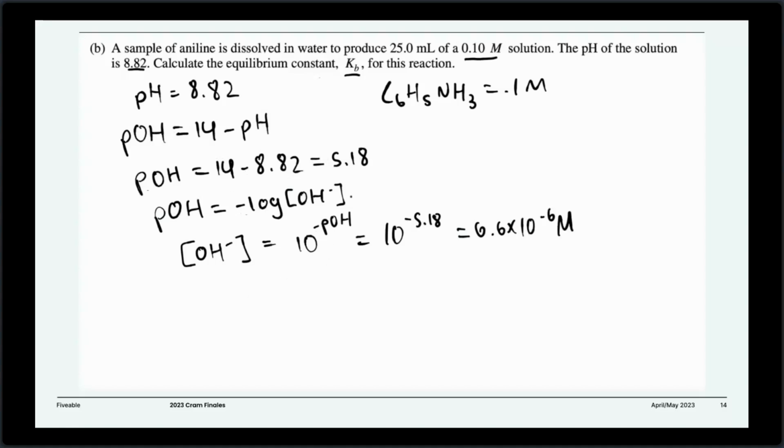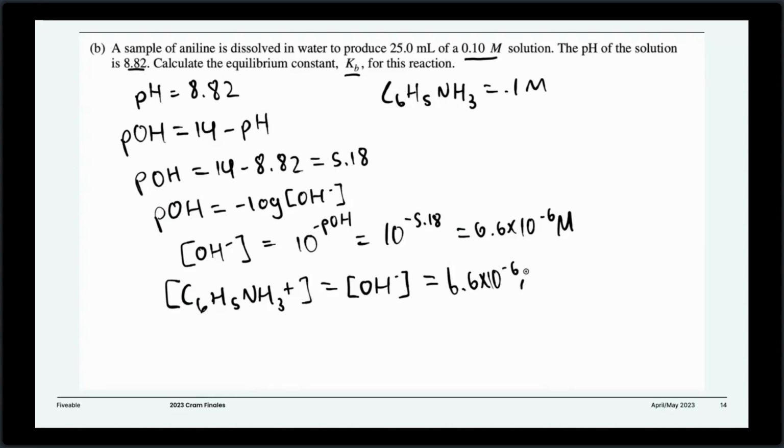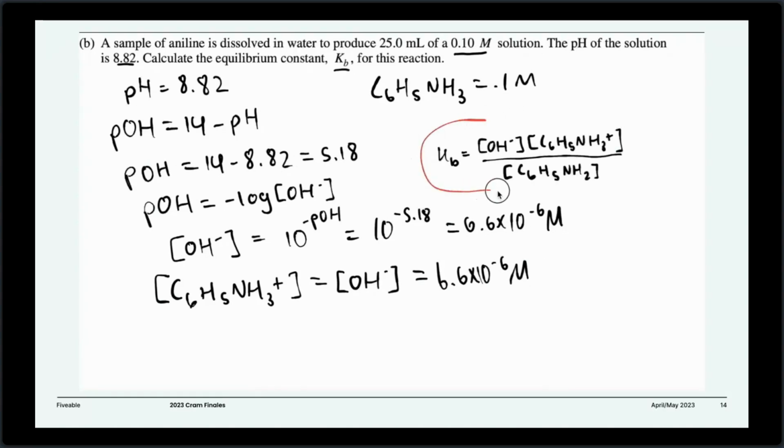Now from here, we need to find the concentration of the conjugate acid of aniline. All we have to know is that the concentration of the conjugate acid of aniline will be equal to the concentration of OH minus, and both of them will be 6.6 times 10 to the negative 6. Now here's the equilibrium constant we found in part A, so all we have to do is plug in our numbers.